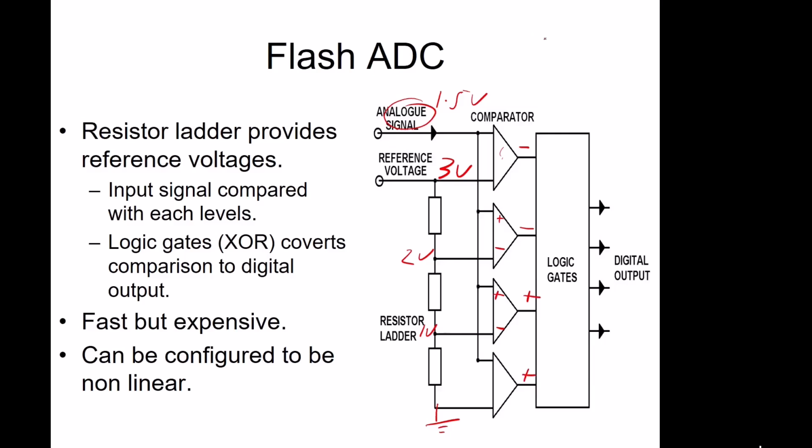So you can see the input signal is just compared to a series of voltage levels. Your output isn't actually a digital value at the moment, it's just a series of comparisons. At some point the reference voltage is greater, and after that the input voltage is greater. To convert that to a digital value, you then use a series of logic gates.